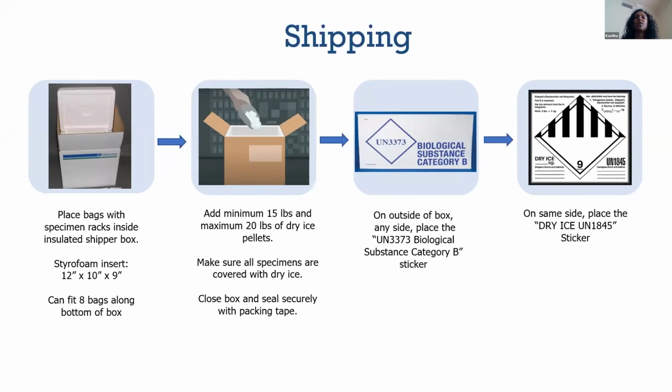Once you put all the specimens in there, you want to add dry ice. I would add a minimum of 15 and a maximum of 20 pounds of dry ice, and make sure they're pellets. You don't want a large block of dry ice. You want to make sure it's broken up, and that 20 pounds should be enough to cover all the specimens so none of them are exposed. Then you're going to close the box and seal it with packing tape. On the outside of the box, these 2 stickers would have been provided as part of your supplies, and make sure you put them on one side of the box.